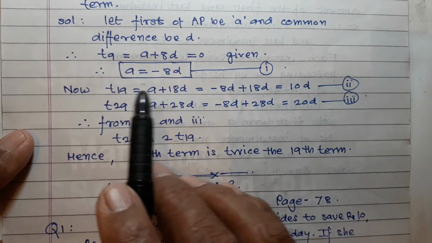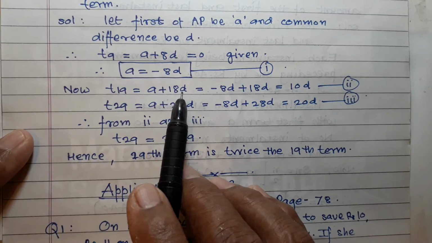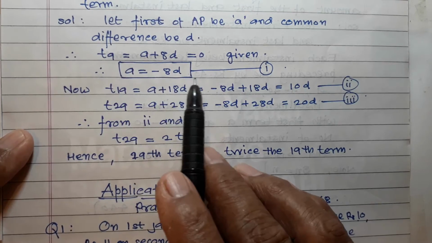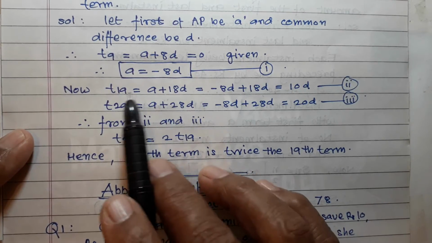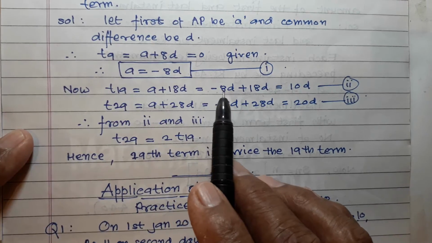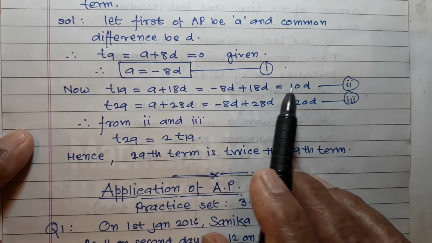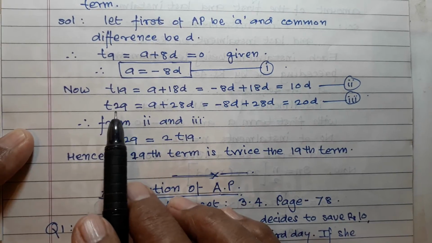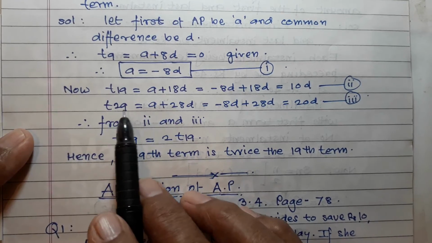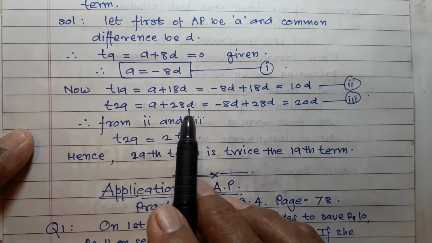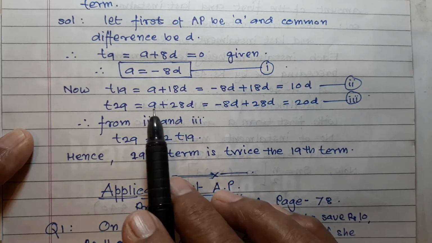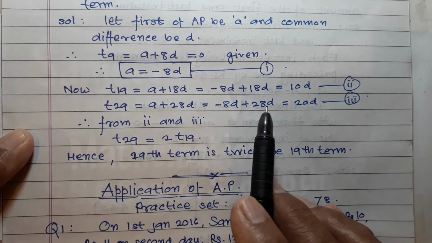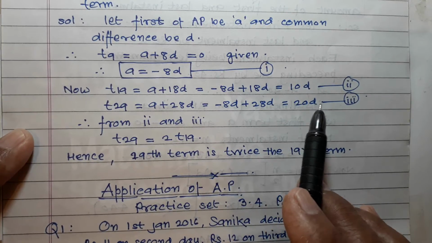So T19 is equal to a plus 18d. Here you substitute a is equal to minus 8d. So therefore T19 is equal to minus 8d plus 18d is equal to 10d. Equation number 2. Then write T29. T29 is equal to a plus 28d, and for a you substitute minus 8d, minus 8d plus 28d is equal to 20d.